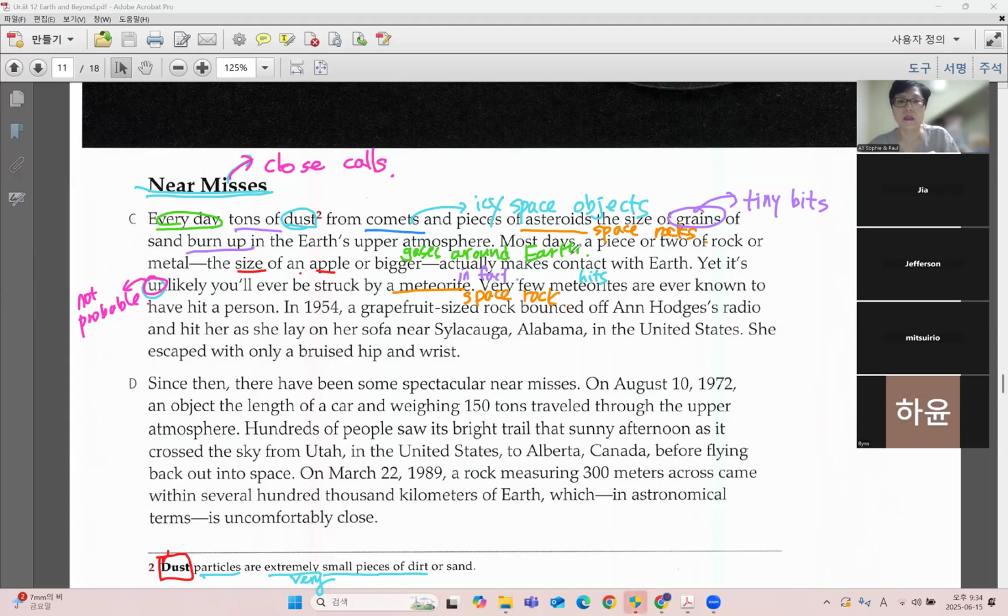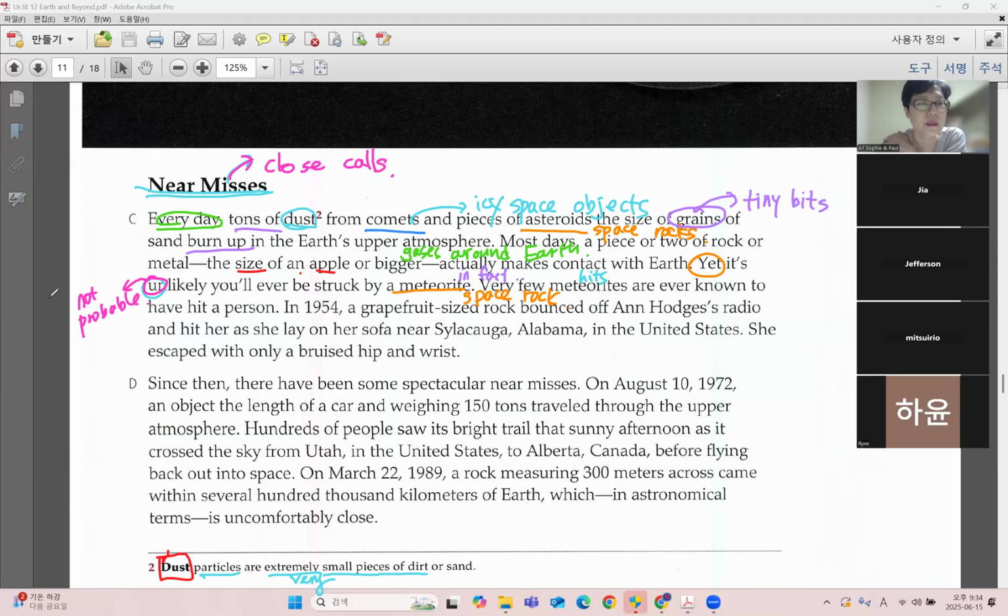Okay, again, most days, almost every day, a piece or two of a rock or metal the size of an apple or bigger actually makes contact with the earth. Have you ever learned that? Did you know that? No. Yet means what? But, not yet. Yeah, but it's not probable you will ever be hit by a meteorite, a space rock.